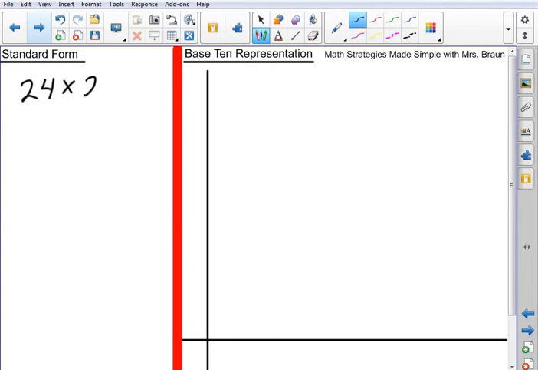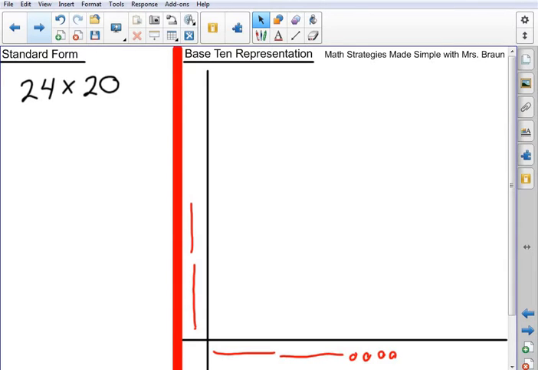times 20. Okay, again, I'm going to represent both of these factors on my model down here using base 10 representation. With 24, I have 2 tens and 4 ones. And with 20, I have 2 tens and no ones. There's a 0 in the ones place, so I'm not drawing any ones down there. So essentially what I'm doing is I'm showing 24 20 times using this model. All right, let's set up our box.